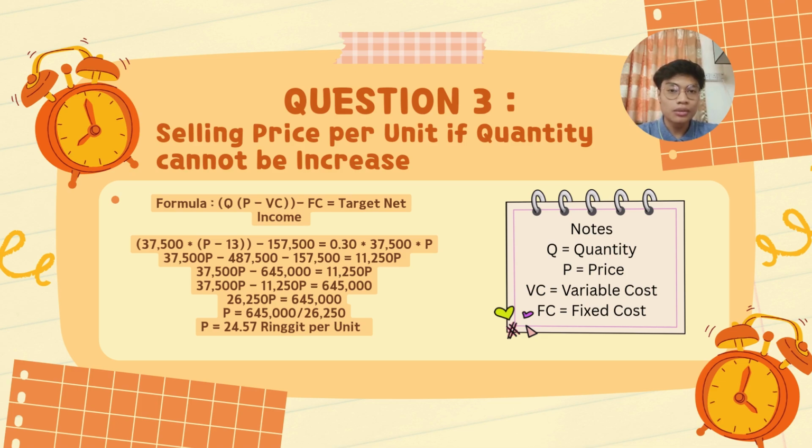So we use this formula: in brackets Q, in brackets P, minus VC, minus FC equals target income. Q is quantity, P is price, VC is variable cost, FC is fixed cost. So we substitute into the equation and we get 37,500 times P minus 30, minus 157,500 equals 0.30 times 37,500 times P. So we expand this equation and we get 37,500P minus 487,500 minus 157,500 equals 11,250P.